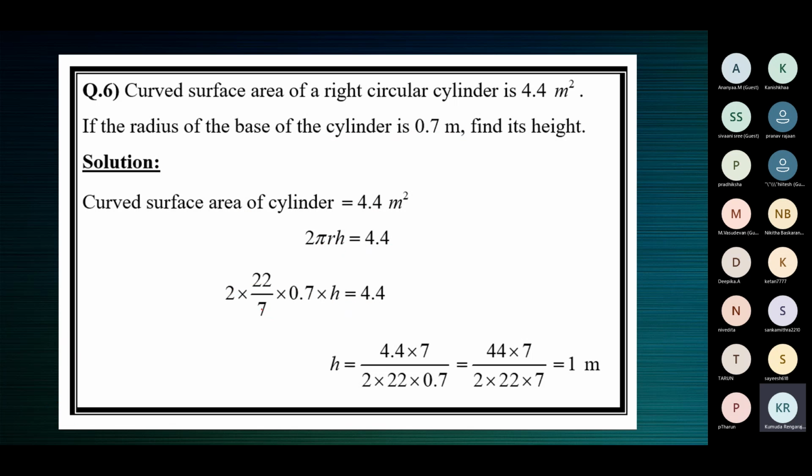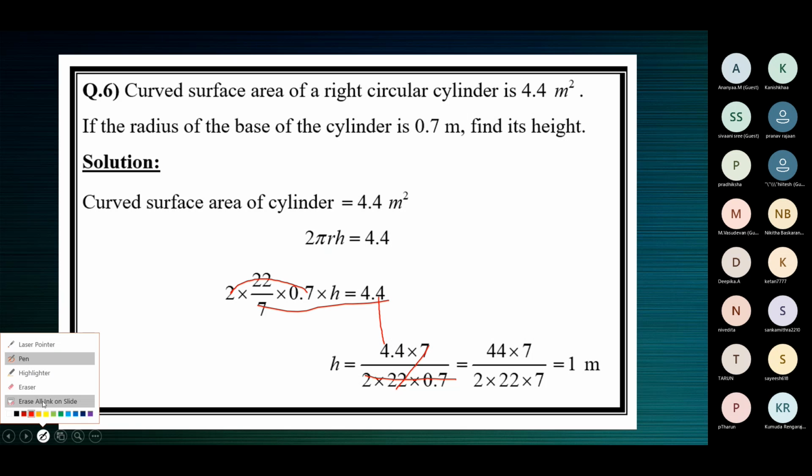H is equal to this, 7 in the denominator. 22 by 7 will become 7 by 22. The 4.4 and 2 and 22, sorry, 2 and 0.7 will go to the denominator. All the numbers in the numerator will come to the denominator on the other side, and the 7 will go up to the numerator here. Cross multiplying.